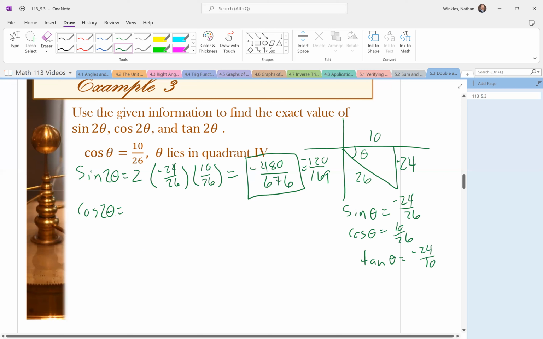Cosine 2 theta. Since we were given the cosine, just to make sure that everything's right, I would probably use the second one there. So that's 2 times cosine of theta all squared minus 1. So you'd get 200 over 676 minus 1.